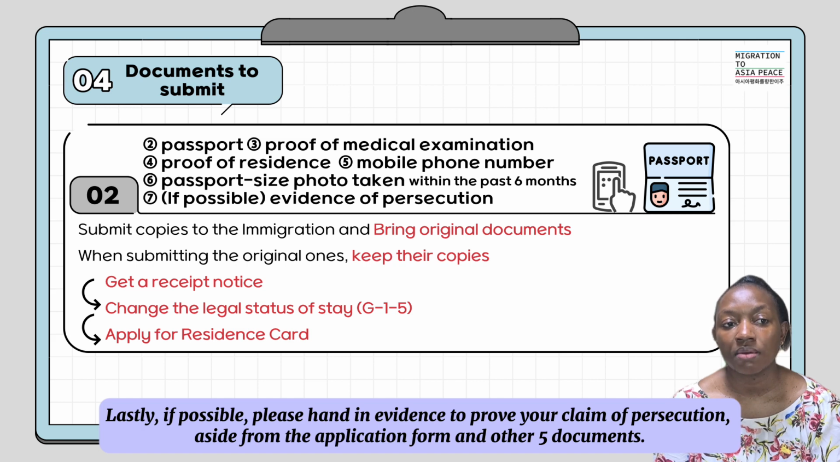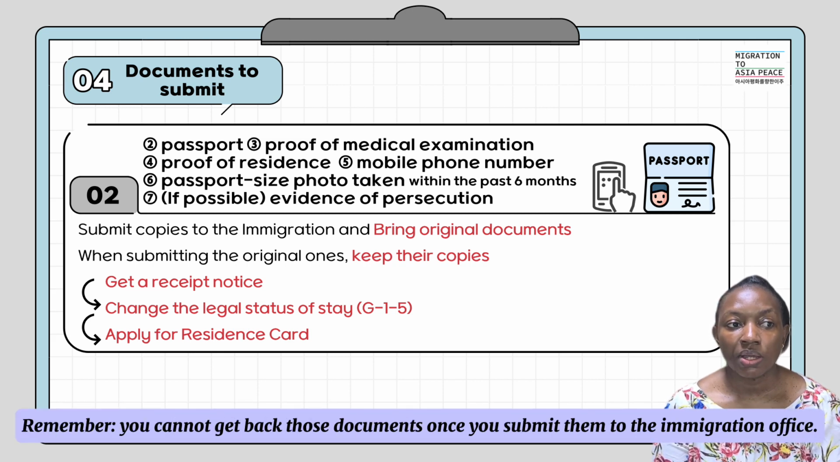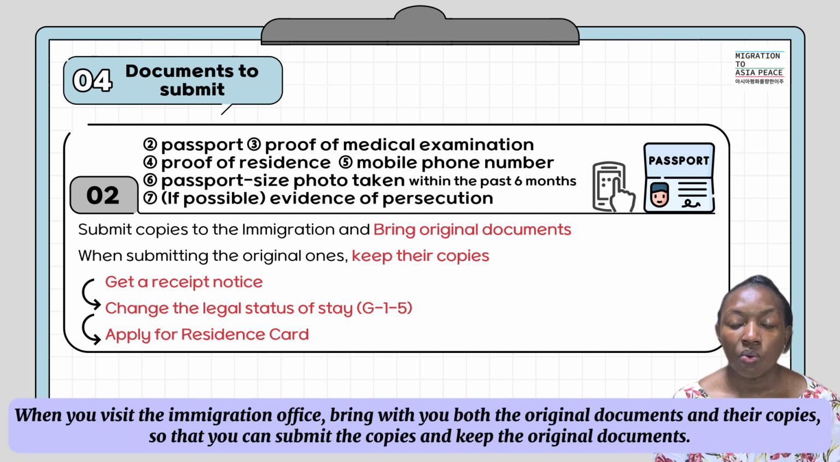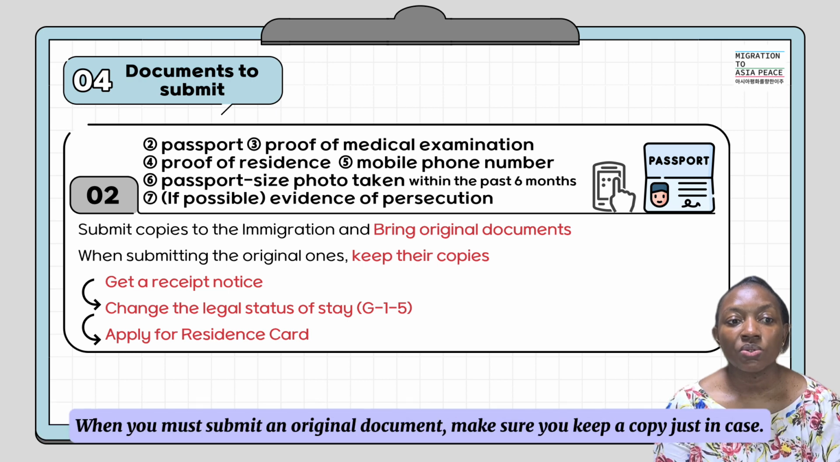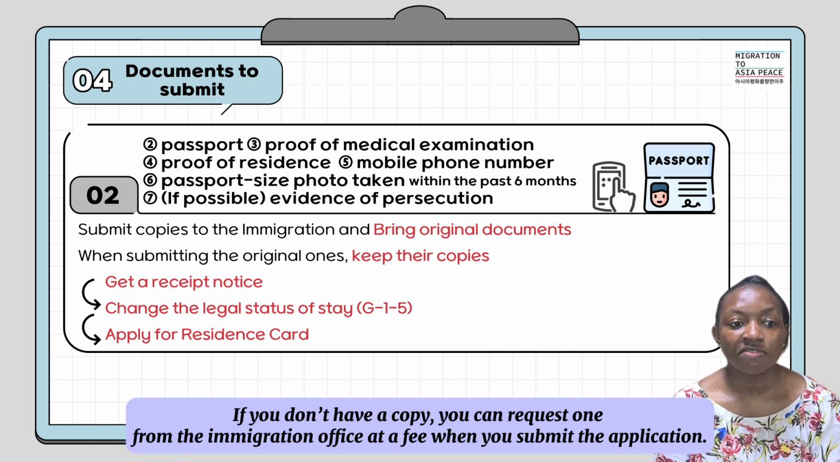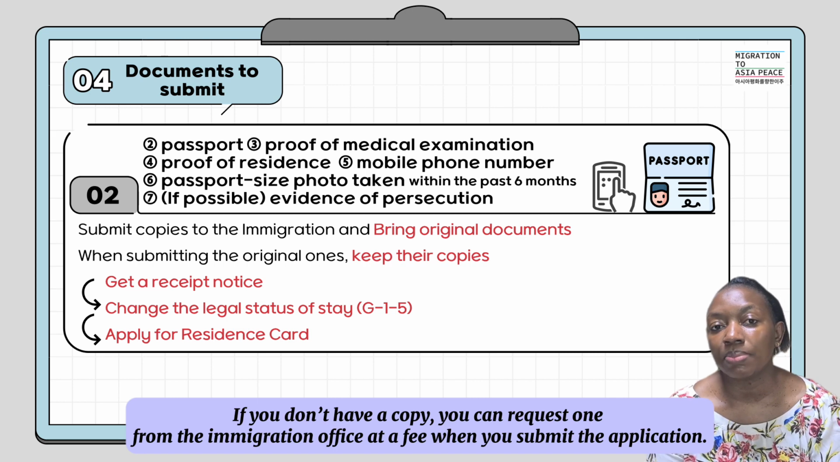other 5 documents. Remember, you cannot get back those documents once you have submitted them to the immigration office. When you visit the immigration office, bring with you both original documents and their copies so that you can submit the copies and keep the original documents. When you must submit an original document, make sure you keep a copy just in case. If you don't have a copy, you can request one from the immigration office at a fee when you submit the application.